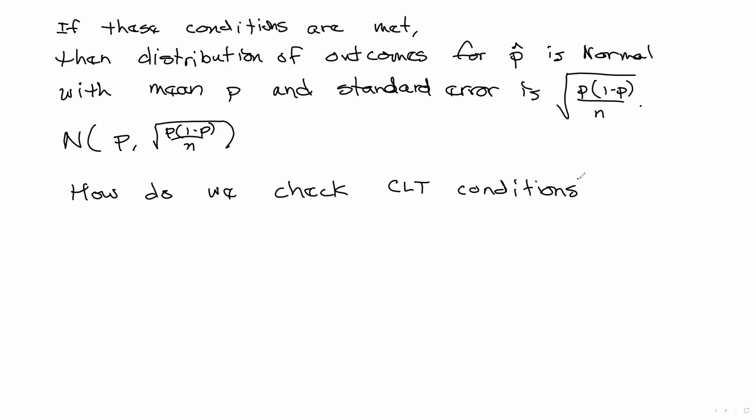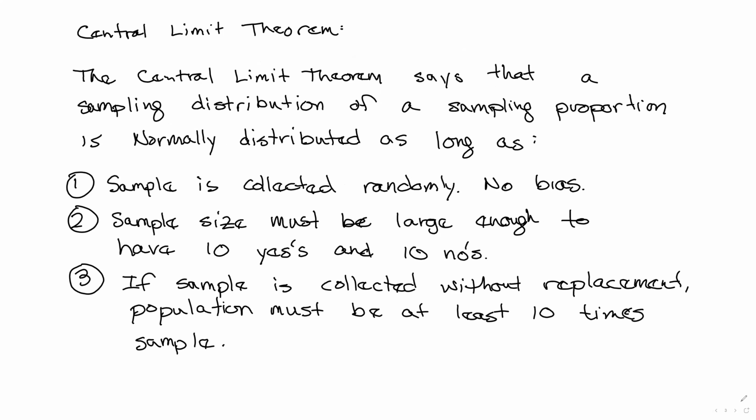So we'll talk about that, and then we'll do some examples, and then that's it. All right, so how do we check central limit theorem? That's just a shorthand for that. Central limit theorem conditions. All right, so condition one. What's condition one? The sample is collected randomly, no bias.